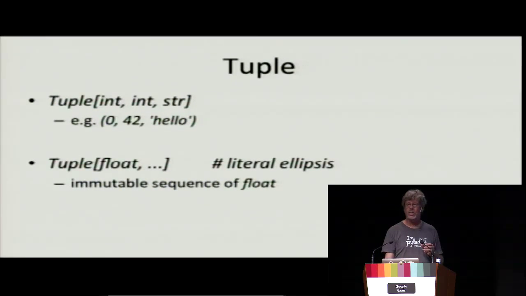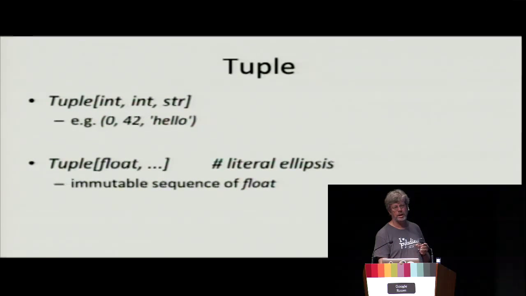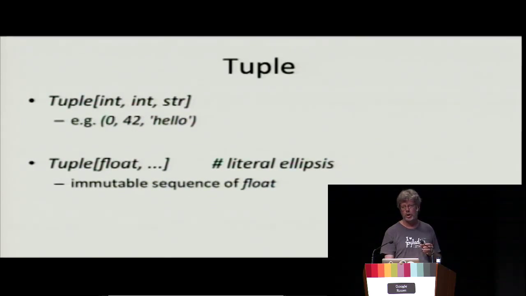So tuple, I already sort of tried to explain how tuple works. It really is a structure with a fixed number of fields, each with their given type. It's sometimes called a Cartesian product if you read academic papers. For those people who use tuples as immutable sequences, you can say a tuple of some type and then dot, dot, dot, three literal dots, ellipsis. That's actually an immutable sequence of floats of arbitrary length.